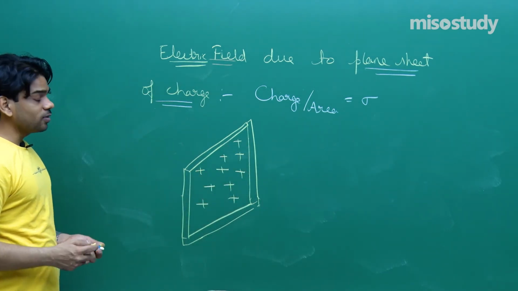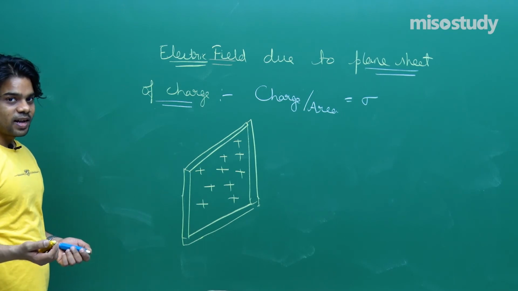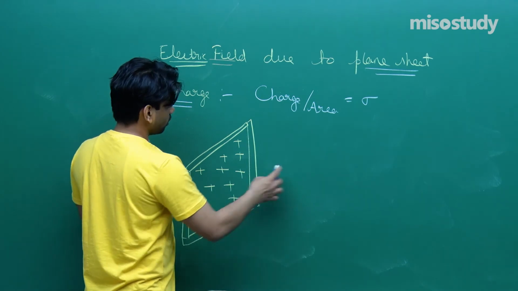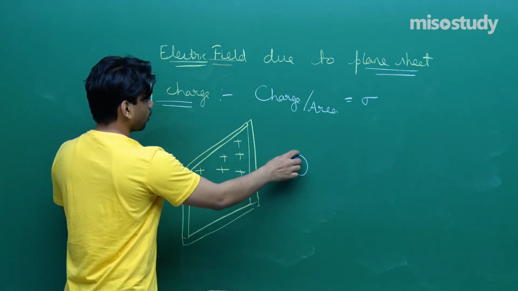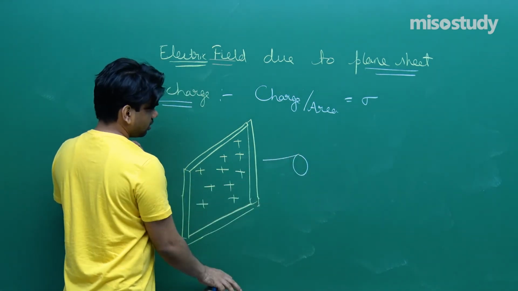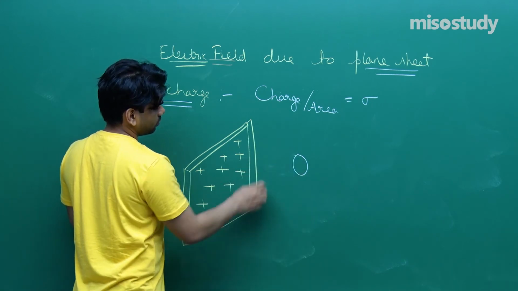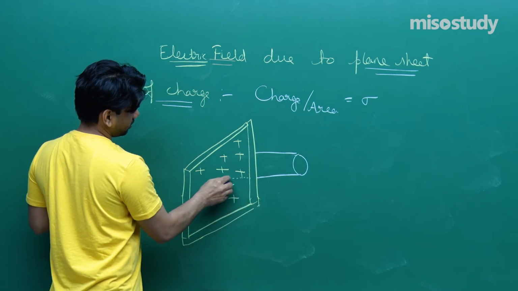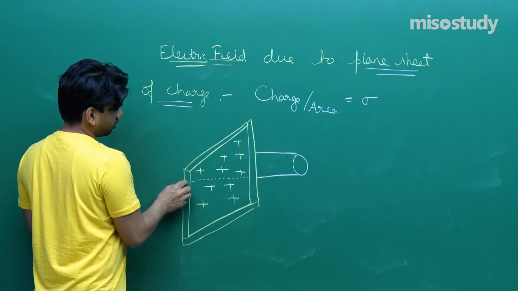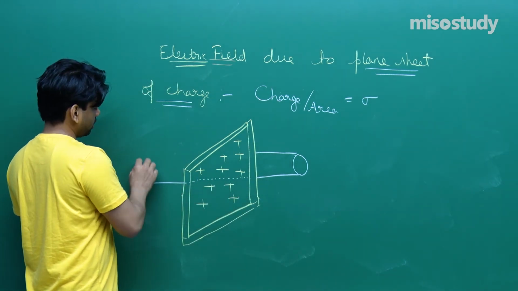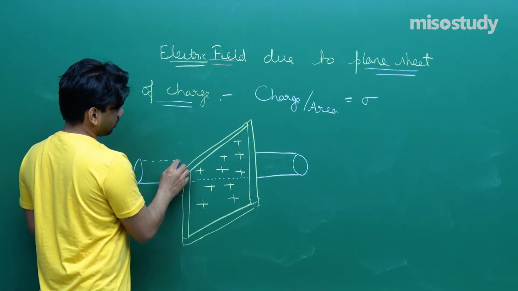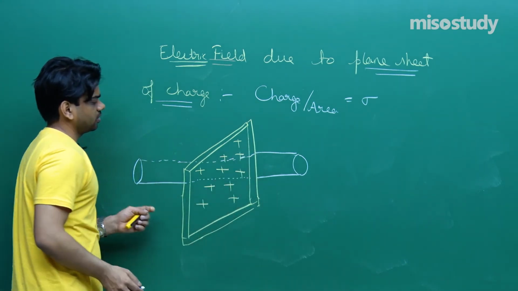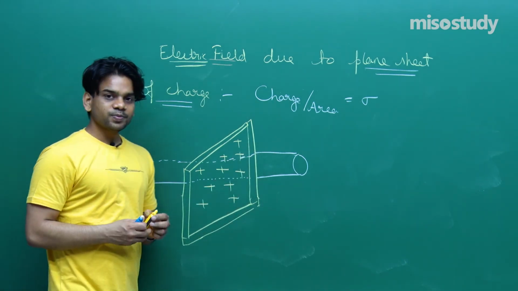Now if we want to find the value of the electric field at any distance from it, we need to draw a Gaussian surface. I am going to draw again a cylindrical Gaussian surface for this infinite plane sheet. I am showing that it's crossing the sheet, but you have to think that it's passing through.